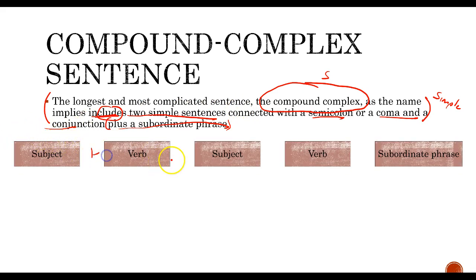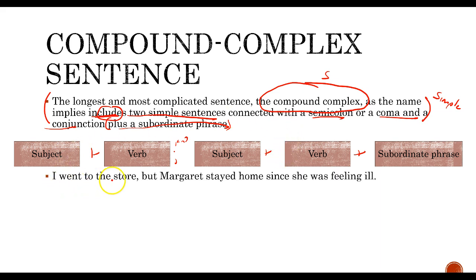Let's get to the compound complex sentence and see. You need a subject plus a verb, and then you need a comma and a conjunction or a semicolon, and then a subject and a verb, and a subordinate phrase. And they can kind of go in any order you choose. Let's take a look at some pretty simple ones. I went to the store, but Margaret stayed home since she was feeling ill. This one follows the exact structure I sort of laid out right here. Here's the subject, I went to the store, but Margaret stayed home since she was feeling ill, and here's the subordinate phrase. So that's a pretty good example there.